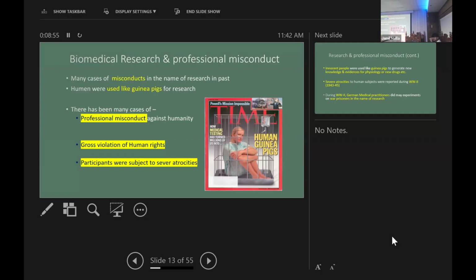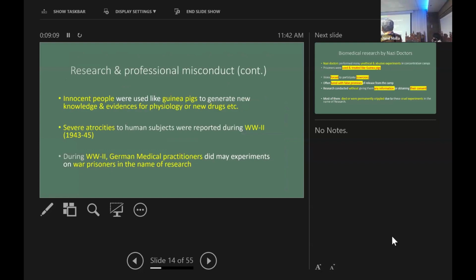Okay, so they didn't have any rights or any protection from this kind of unlawful activities, experiments. So this is the biomedical research, professional misconduct, in which many innocent people are used like guinea pigs for generating new knowledge or evidence for medical sciences. No, it cannot be. There was gross violation of human lives. So innocent people are used like guinea pigs for generating new knowledge, evidence.